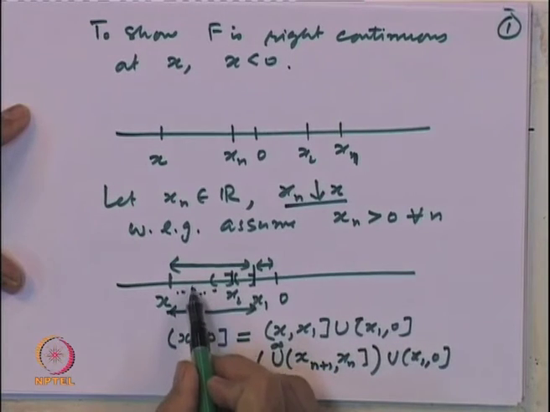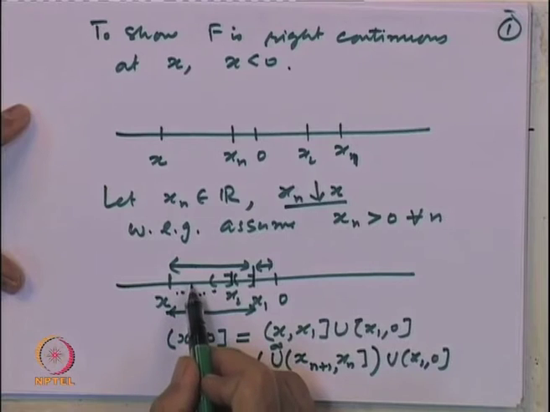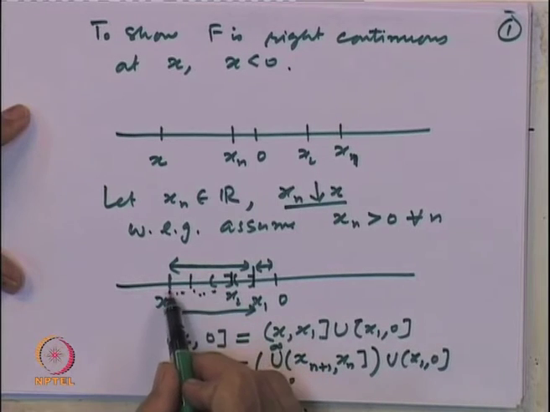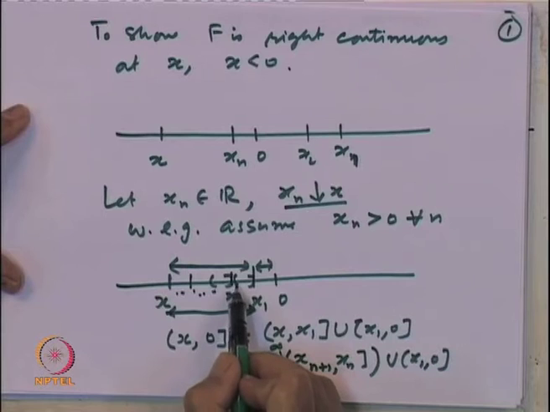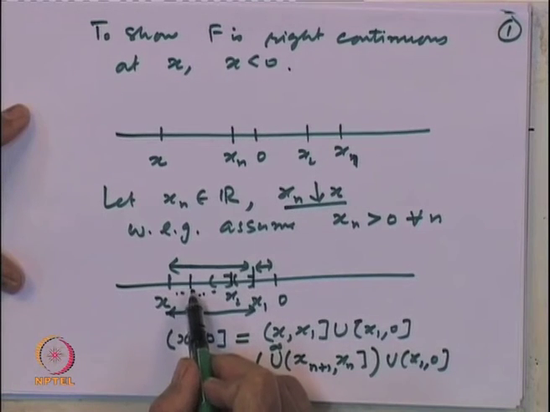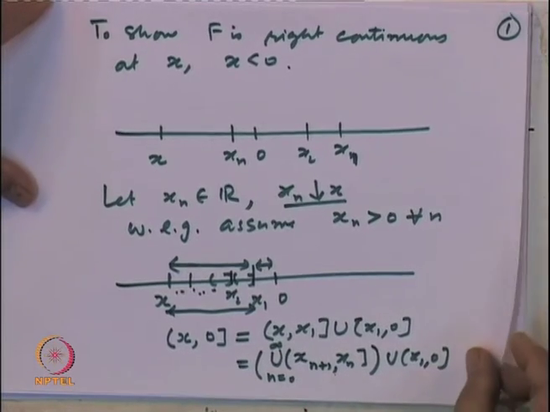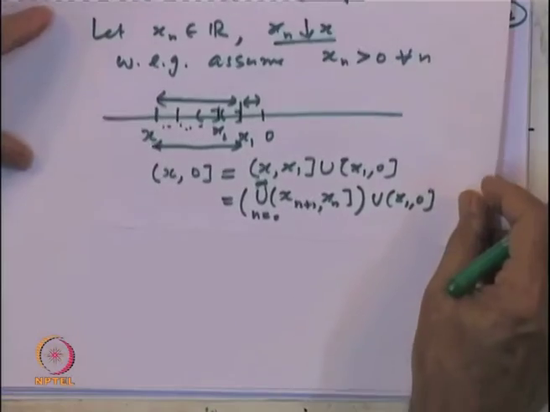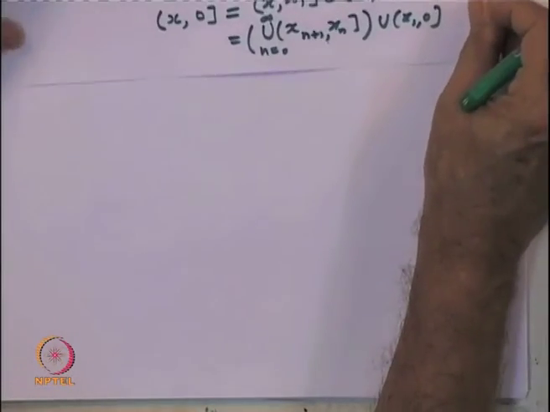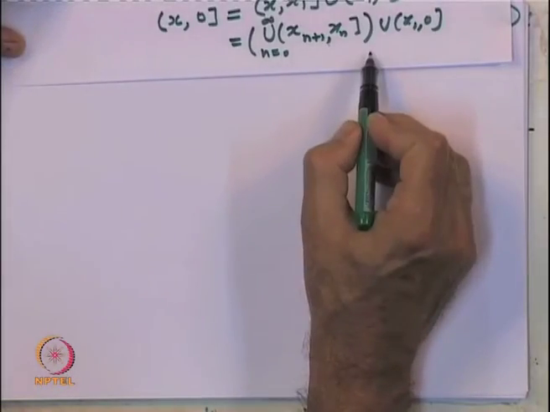So, at any point in between x and x_1, that point has to be crossed over by some x_n. So, that point will belong here. So, the interval x to x_1 is a union of the intervals (x_{n+1}, x_n], n equal to 0 to infinity. And also observe that these intervals are all disjoint.